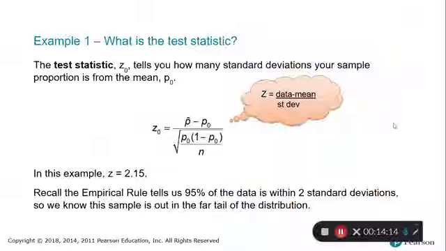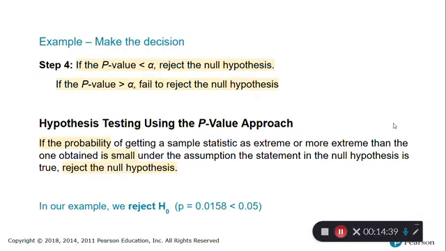So recall, for our empirical rule, it told us that 95% of our data is within 2 standard deviations. So we know that this sample is out in the far tail of the distribution, right? That's why we say, oh, we want our probability. If it's less than 0.05, then that's weird because it'd be further than 2 standard deviations away from the mean, which is pretty far away.